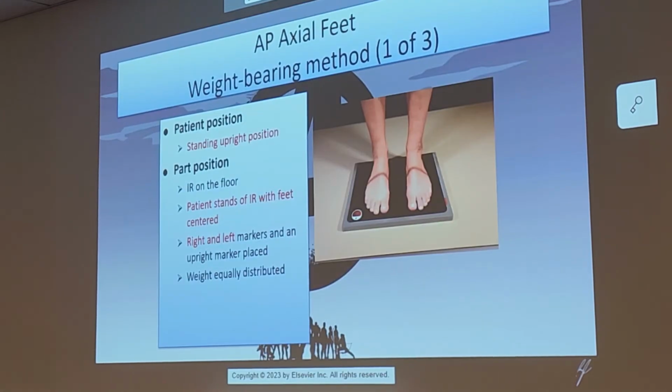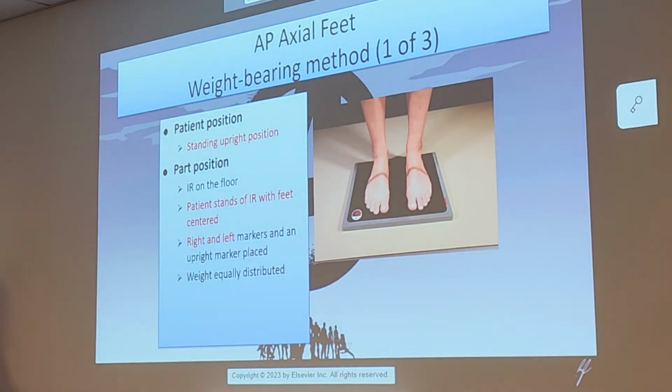So we have the AP axial feet weight bearing method. You can do this standing up, but it's not in here. But let's say they're in a wheelchair, a patient who can't stand up, really old. You can sit them down. You can tell them to put as much pressure as they can on the foot.